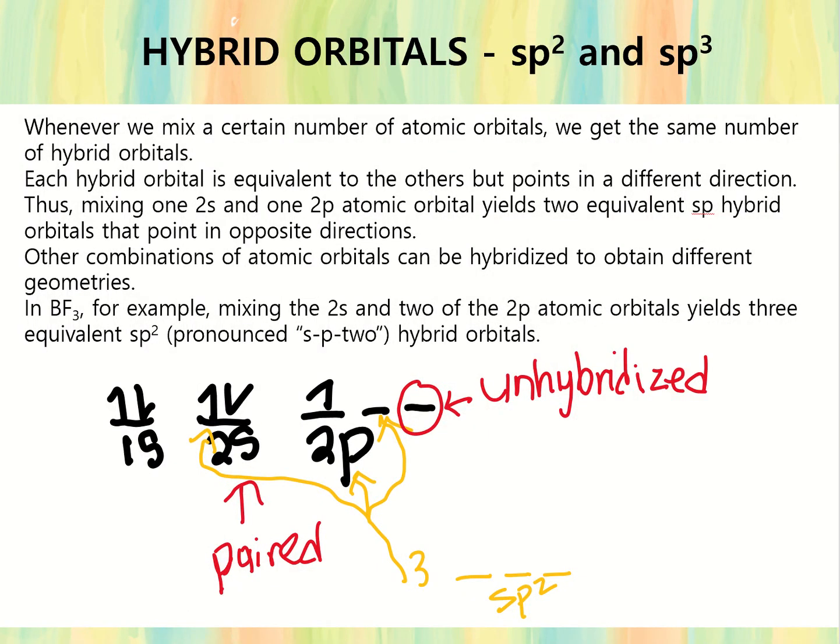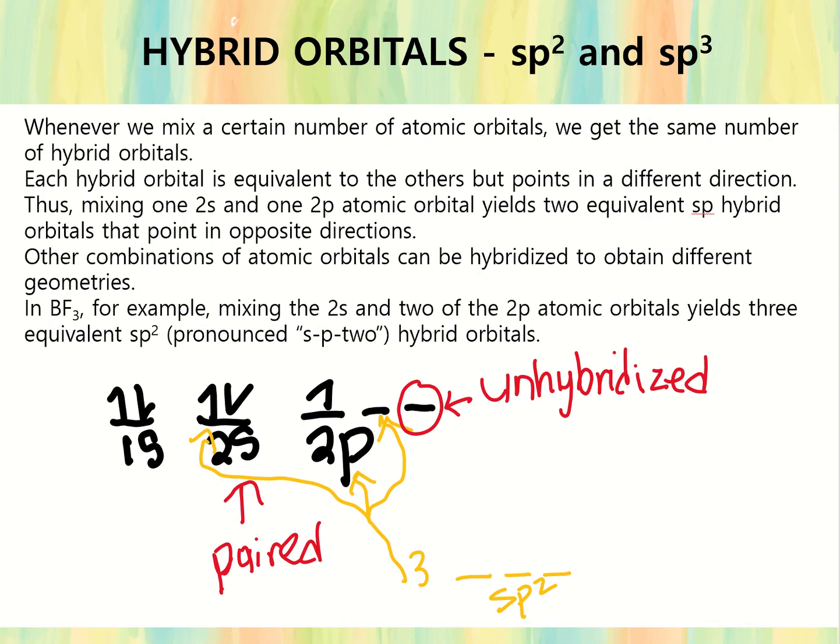So that is the sp orbital. Now we're going to look at the sp2 and sp3 hybrid orbitals. Whenever we mix a certain number of atomic orbitals, we get the same number of hybrid orbitals, as we have said a number of times. Each hybrid orbital is equivalent to the others but points in a different direction. Thus, mixing one 2s and one 2p atomic orbital yields two equivalent sp hybrid orbitals that point in opposite directions, as we saw.